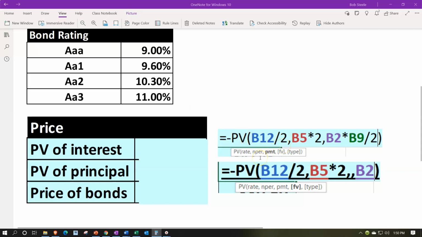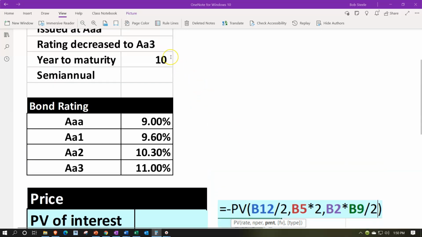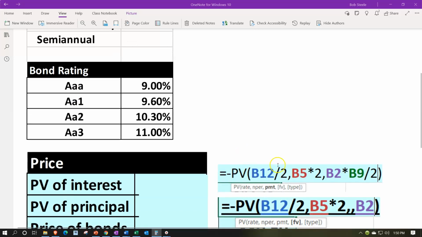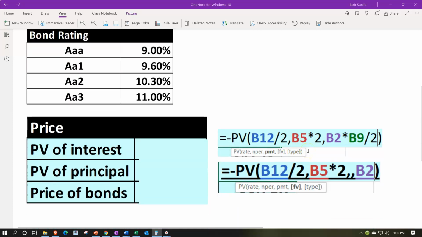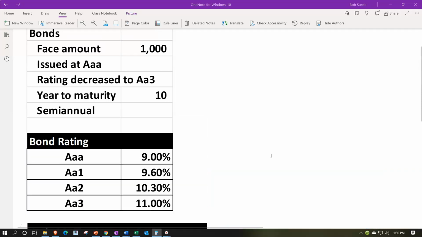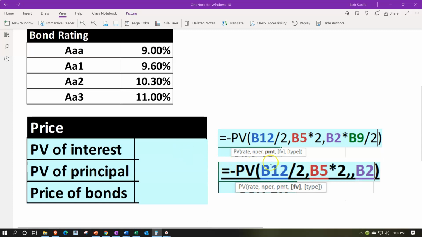Then we have a comma, and the number of periods would be 10 if they were years. But once again, we want 6-month or half-year periods. So we're going to take that 10 and multiply it times 2, comma. And then we have the payment amount, which we just calculated, I believe it was the 45, which was the $1,000 times the amount on the bond. So this being the bond rate, the 9%, but that's a yearly rate, we'd have to divide it by 2 to get that 45.